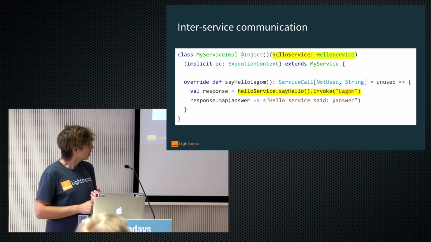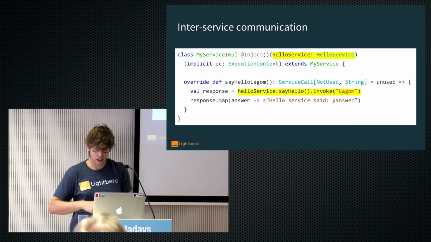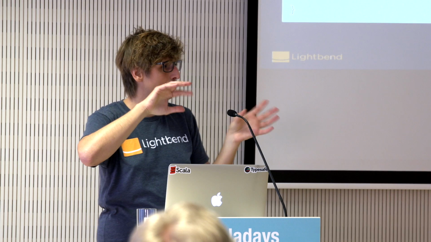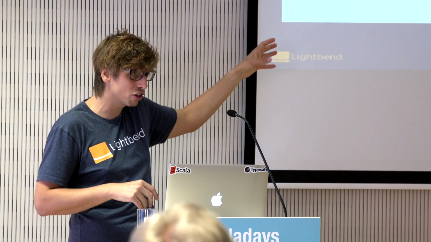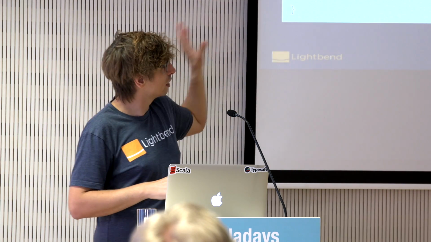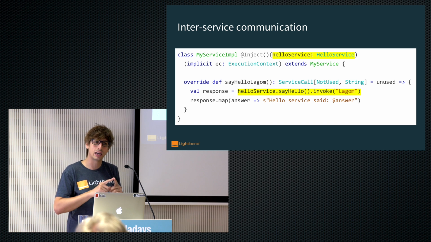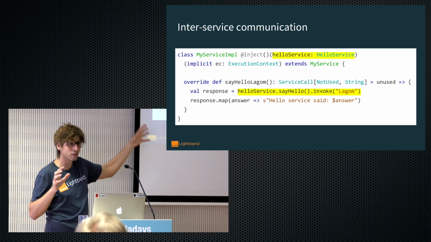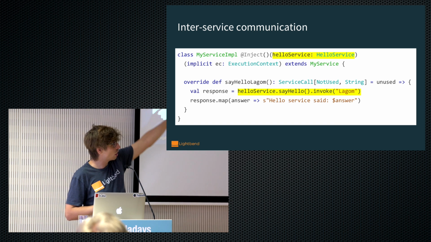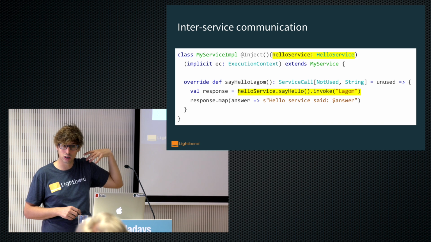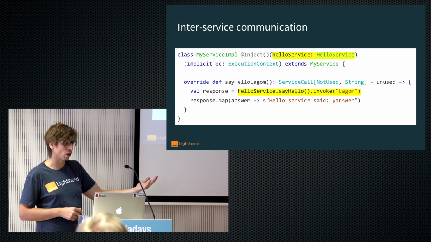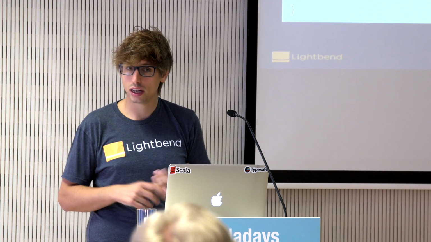Good. So now let's say that I have a different service. I'll just call it my service implementation. Let's imagine that we have the usual my service API project, and then this my service implementation project that implements this API. The point of this slide is that I want to show you how easy it is to communicate with the Hello service. All you need to do in the my service implementation is inject the Hello service trait that we defined before, and then you can just use it. You can just invoke the endpoint that the Hello service provides. And that's all you have to do.